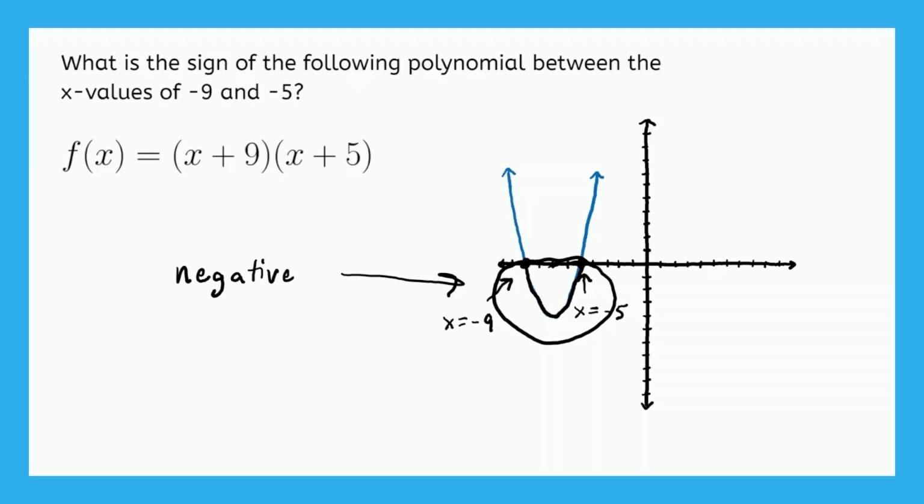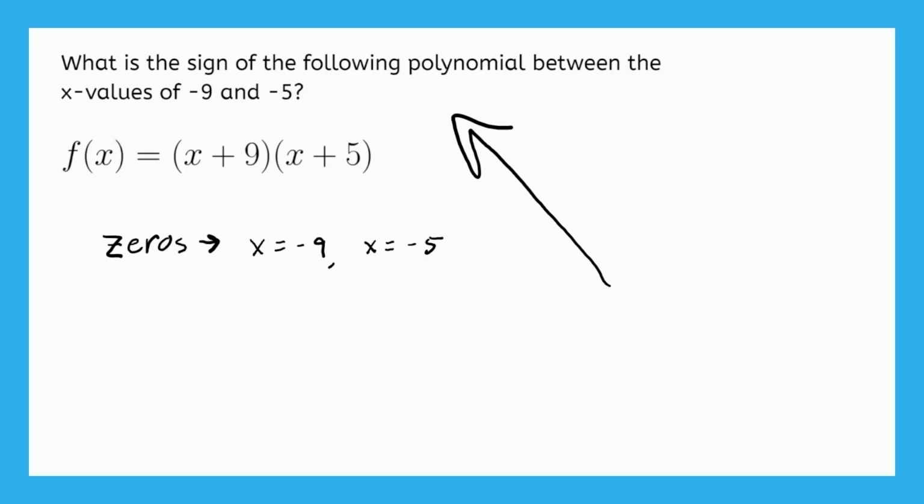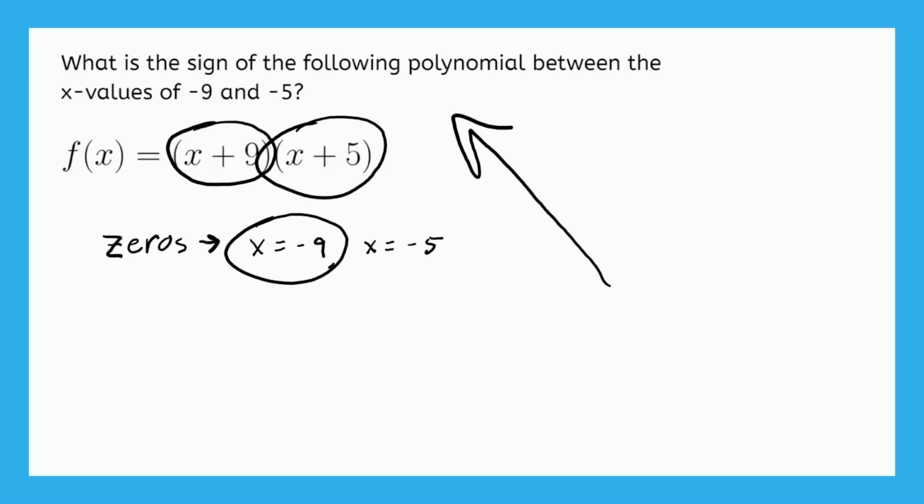But let's figure out how to get this same answer without using the graph, because we need to know how to do this algebraically with no graph. So let's start from the beginning again, now that we have no graph. My advice when you see a question like this is, first of all, figure out where the zeros of this polynomial are. To find these zeros, I took this factor, x plus 9, set it equal to 0, and solved for x, and I got -9. Then I set this factor equal to 0, and solved for x, and I got x equals -5.